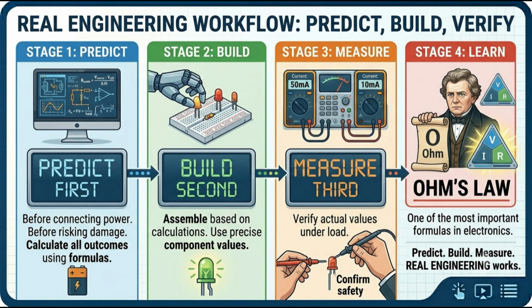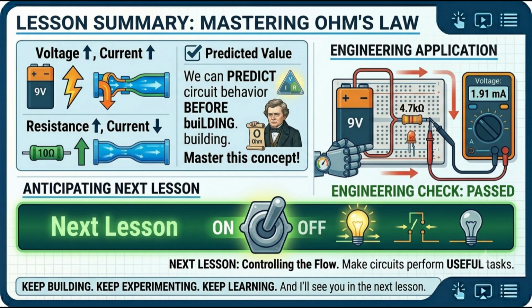Today we learned one of the most important formulas in electronics, Ohm's law. We learned that current increases when voltage increases, current decreases when resistance increases, and most importantly, we learned how to predict circuit behavior before building anything. Master this concept because you'll use it in almost every circuit you design from now on.